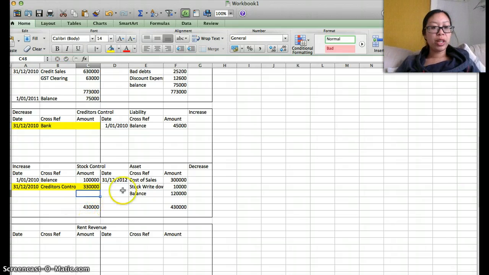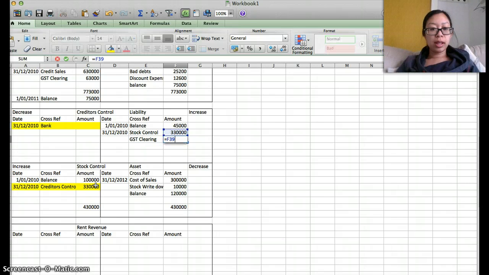So that means that we reconstruct the stock control account, even though the question didn't specifically ask us to, and we found how much they bought stock on credit, which means we now can do the creditors control ledger. So we start off owing the creditors $45,000, and then we bought stock off them of $330,000, which is what we found out here. And then we'll add GST, which is that times 10%.